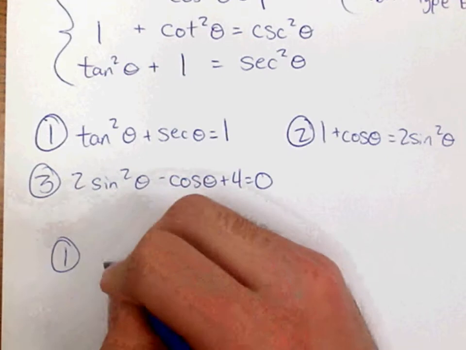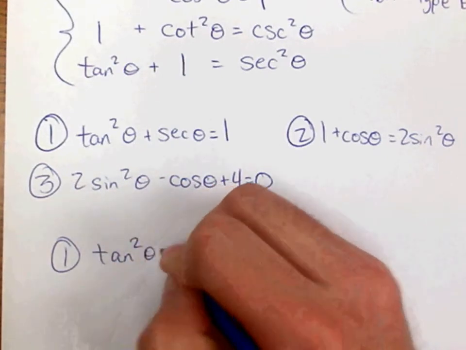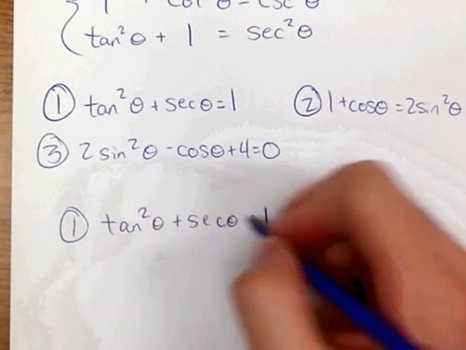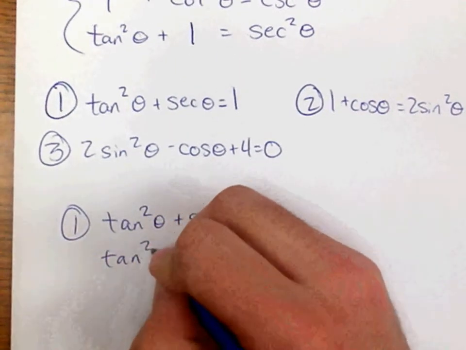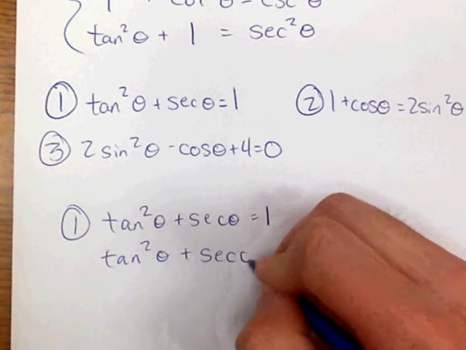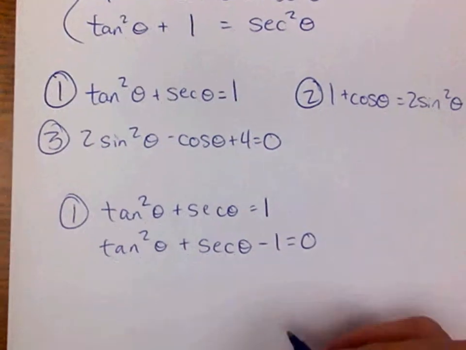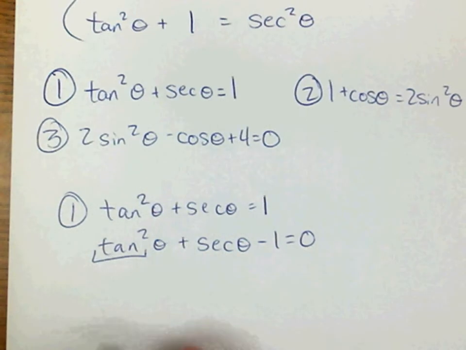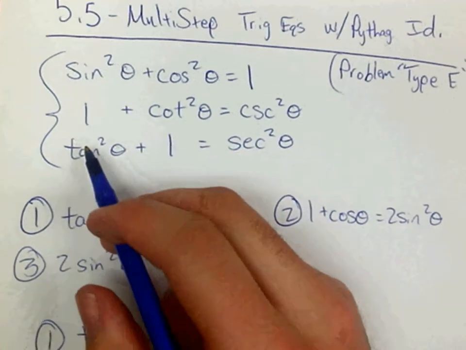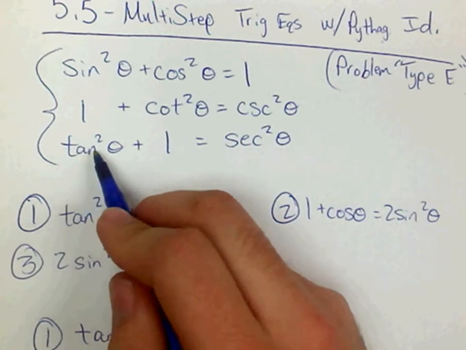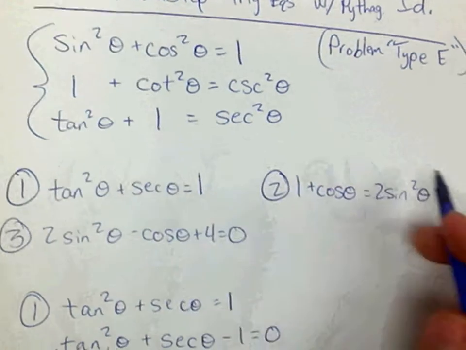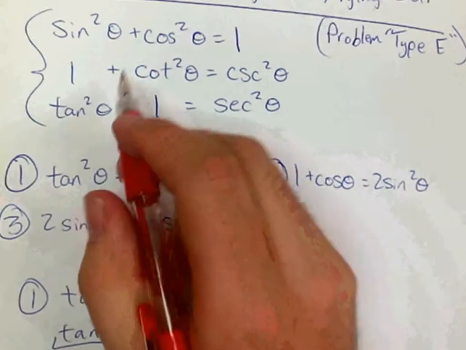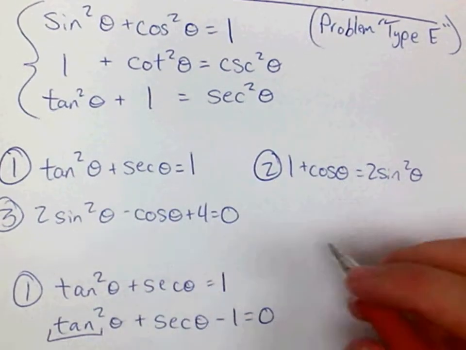So let's look at number 1, tangent squared theta plus secant theta equals 1. Now, as always, we need to be equal to 0. So plus secant theta minus 1 equals 0. And now I need to turn this tangent into a secant. So we're going to look back up here at identities. Our identities, only one of them has tangent and secant. That's this third one. So I'm going to do this in red, so you know I'm actually only looking at the identity right now. I don't care about this problem for the moment.